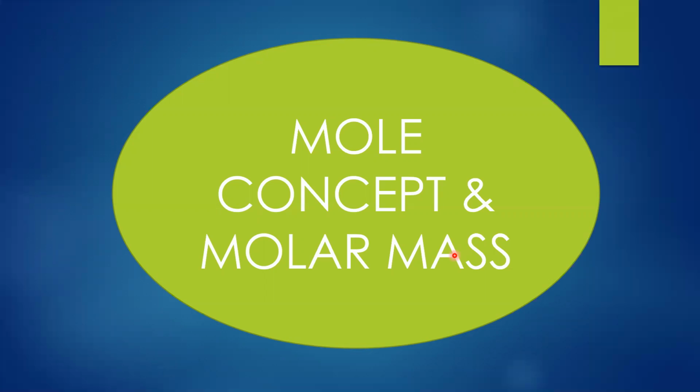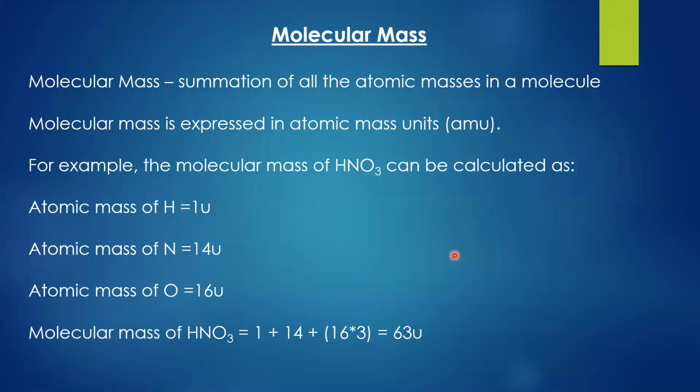Now the important topic, that is mole concept and molar mass. What is molecular mass? It is the summation of all the atomic masses in a molecule. Molecular mass is expressed in atomic mass unit. For example, the molecular mass of nitric acid can be calculated as the atomic mass of hydrogen plus the atomic mass of nitrogen plus 3 into the atomic mass of oxygen, because 3 oxygen atoms are present. Hence, by substituting the values of atomic mass of different elements, we get the total molecular mass as 63 unit.